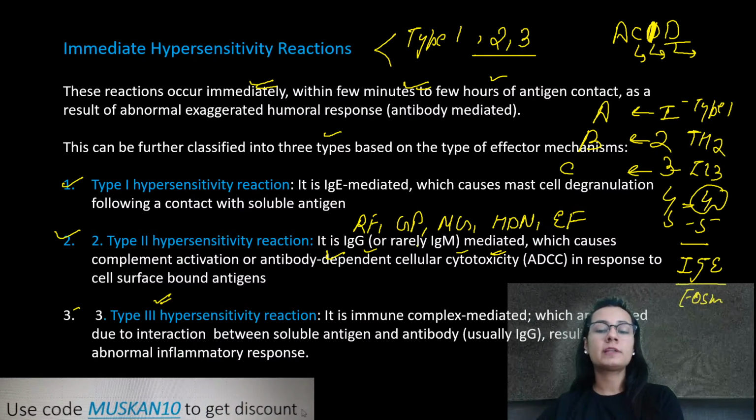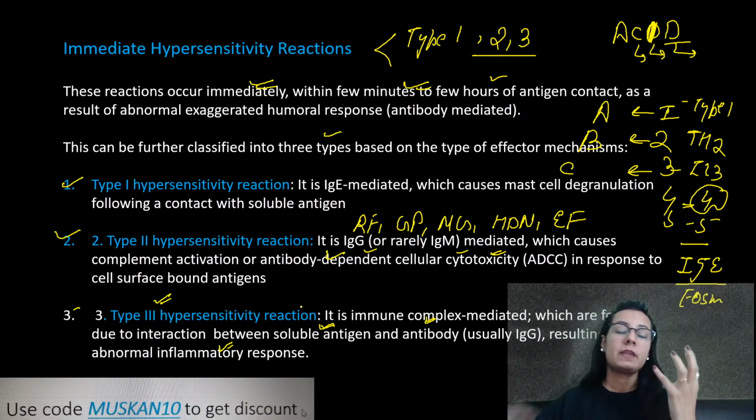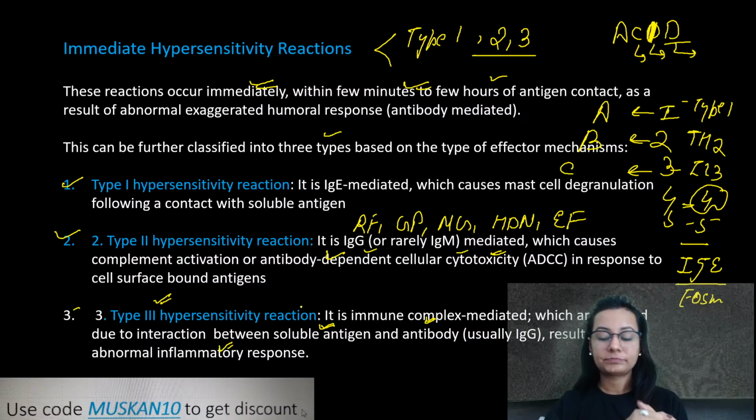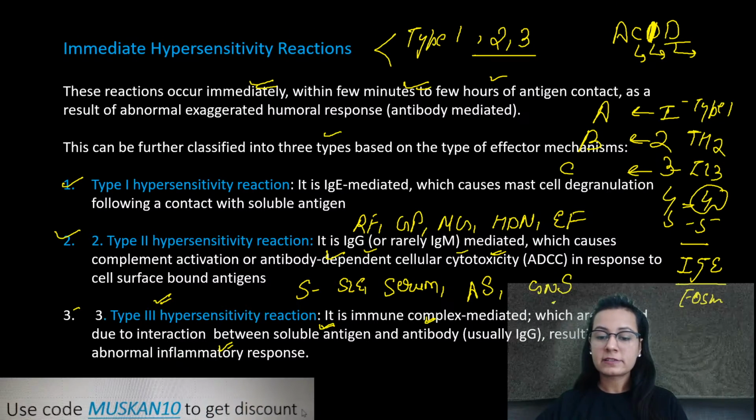Now, coming to the type 3 hypersensitivity, we have seen it is immune complex, antigen antibody complex mediated, formed by the interaction between the soluble antigen and the antibody, resulting in an abnormal inflammatory response. And these immune complexes get lodged on the basement membrane, and therefore further activate the inflammatory response and the complement system. And what were the examples? From the S's we remembered: SLE, serum sickness, arthritis, glomerulonephritis, okay.